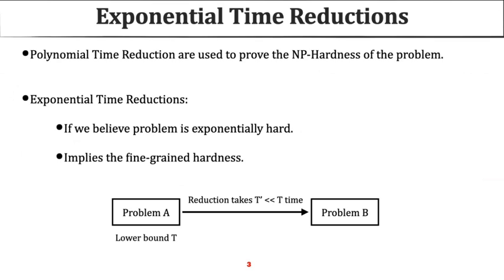Let's consider a scenario. We have two problems, problem A and B. For problem A, we believe that there is a lower bound T. If we can get a reduction from problem A to B which takes time T', where T' is significantly less than T, and this reduction also preserves the problem size, then we get almost similar fine-grained hardness for problem B as we know for problem A. This is the motivation for us to study exponential time reductions.